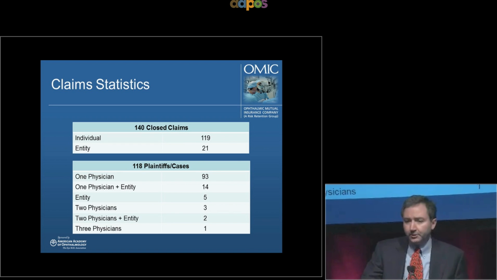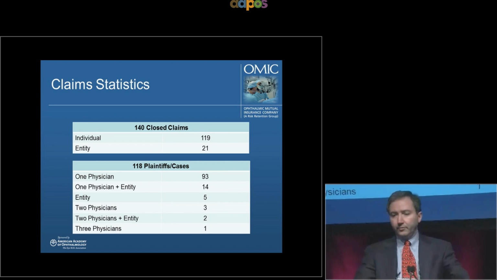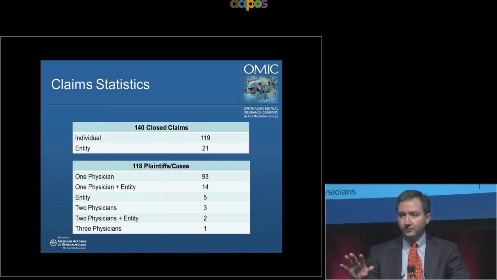And these are our results. There were 140 closed claims, 119 against individuals, 21 against entities. And then among these, there were 118 actual cases or plaintiffs. So you can see that means that some plaintiffs went after more than one physician or an entity. And that's how this broke down below. 93 were against one physician, and then the rest were either against multiple physicians or a physician and an entity.